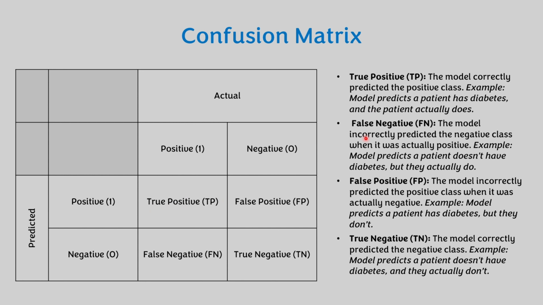We also have false negatives, and these are the observations that are predicted to be negative but are actually positive. On the other side, we have those which are actually negative but have been predicted to be positive. We call them the false positives. And those that are negative and have been predicted to be negative, we call the true negatives.